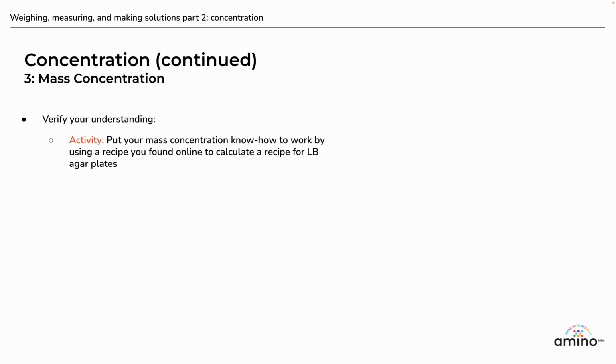Okay, so that's mass concentration. It's fairly straightforward because it's literally a mass such as grams over a volume such as liters, and manipulating those numbers to maybe get a different mass for a different volume that you can practically use in the lab. So there is an activity that you can jump to now to practice your know-how of mass concentrations, where you're going to use a recipe found online to calculate how much of certain components you need to make some LB agar plates.